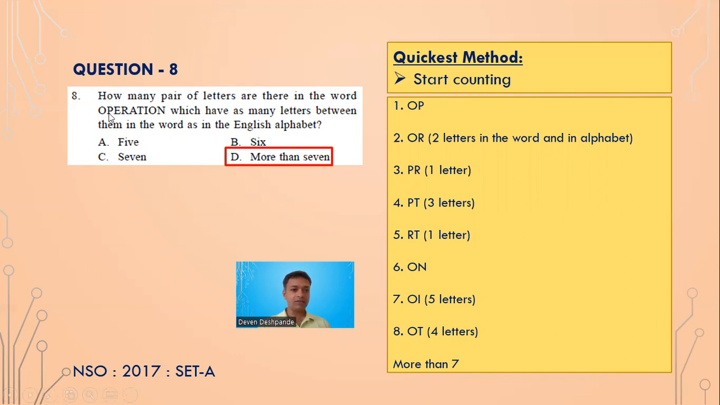Here also there are five letters, P, E, R, A, T. Isn't it? And O and T: M, N, O, P, Q, R, S, T. So four letters, P, Q, R, and S. And here also P, E, R, A. Between T and O, there are four letters. So we can find 8 such pairs. So 8 such pairs is more than 7. So the option is D.